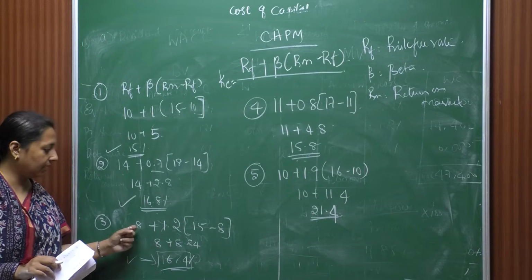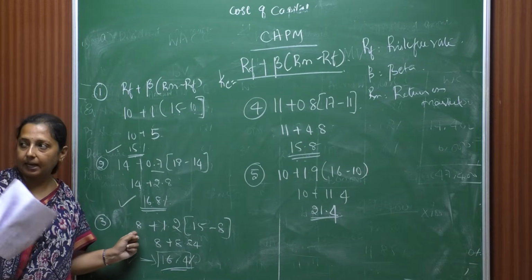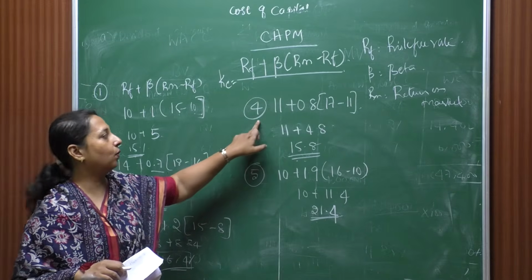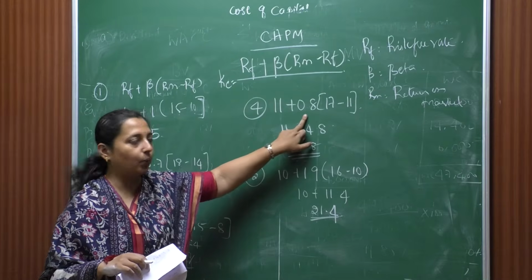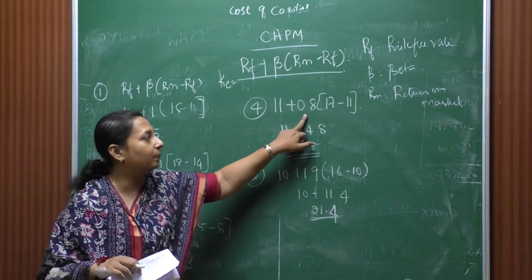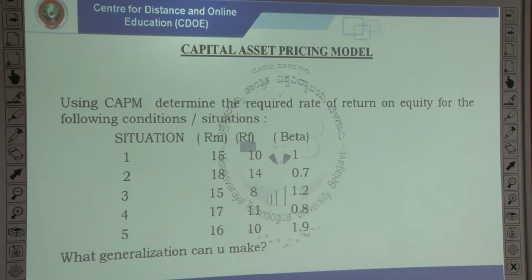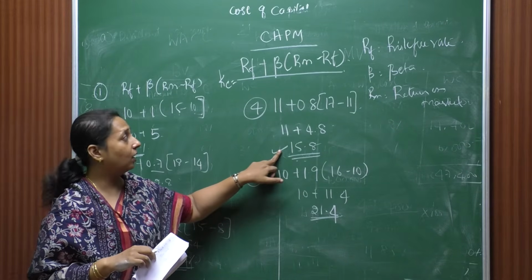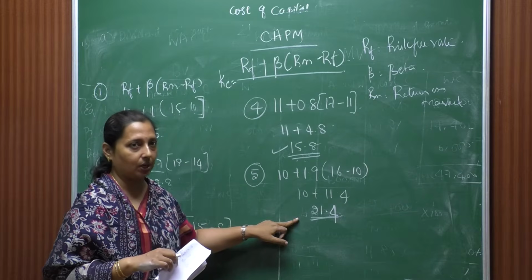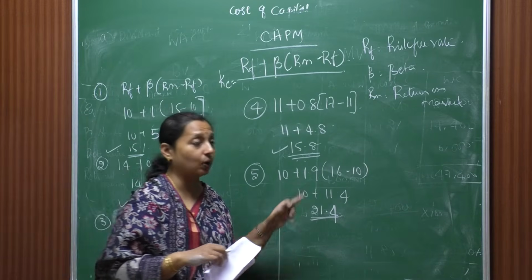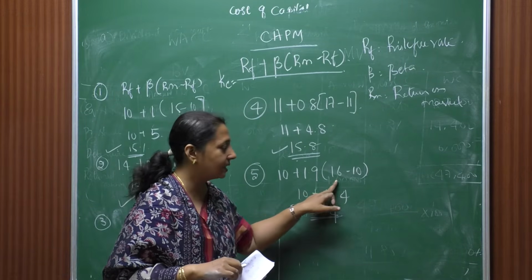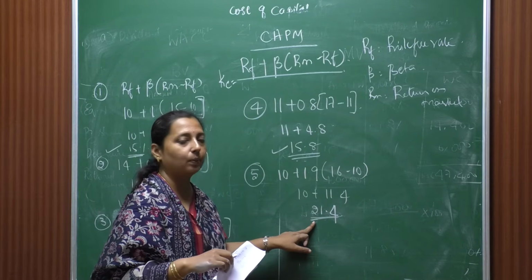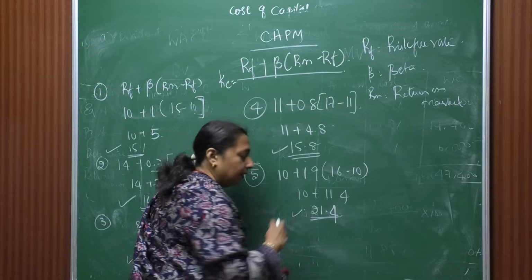Sorry, I made a mistake here: 8 is considered as the risk free rate in situation 3. Now, under situation 4, the risk free rate is 11 plus 0.8, which is your beta, into 17 minus 11, which gives you 4.8. So, 15.8% is your return in the fourth situation. Under the fifth situation, RF is 10%, beta is 1.9, into 16 minus 10, which gives you 11.4, plus 10, so 21.4% is the return.